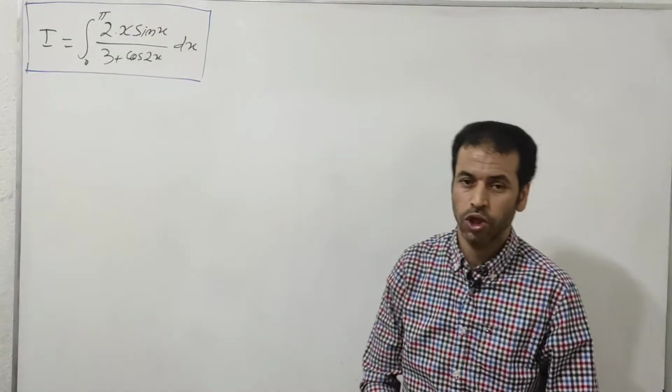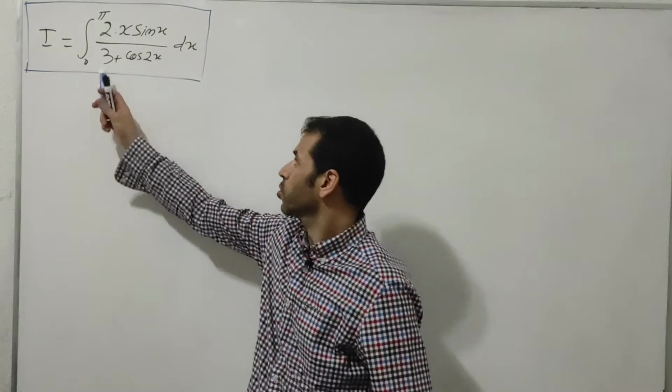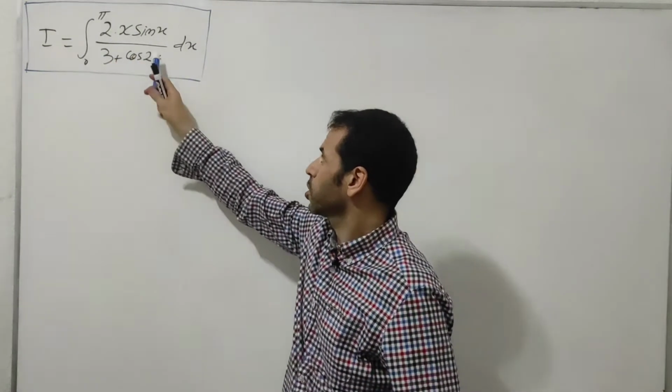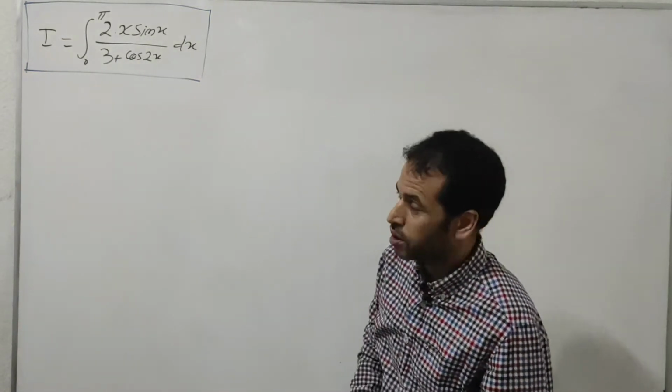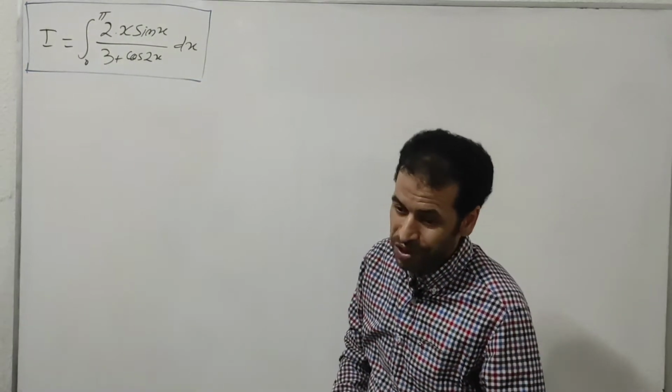Today's video, I would like to introduce you to a very nice problem. It's set as I, the bound from 0 to pi. We have this function 2 times x times sine x divided by 3 plus cosine 2x dx. In fact, this is a very nice integral, but it's a little challenging.